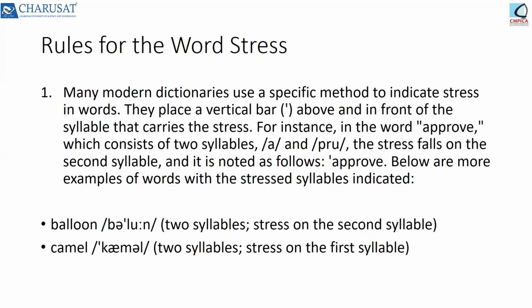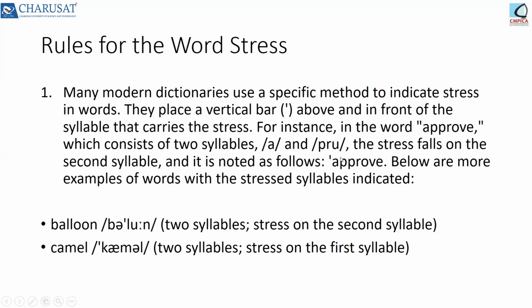So while yes, everything we are learning about word stress is a part of the speaking process, how do we put it into the written format? How do we identify that this is the correct way? It is by placing this vertical bar in front of the syllable that carries the stress, that is spoken for a longer period of time, that has a high volume and pitch. Okay, for instance, the word approve. Approve, approve, right? Which consists of two syllables, a and prove. Approve, right? The stress falls on the second syllable.